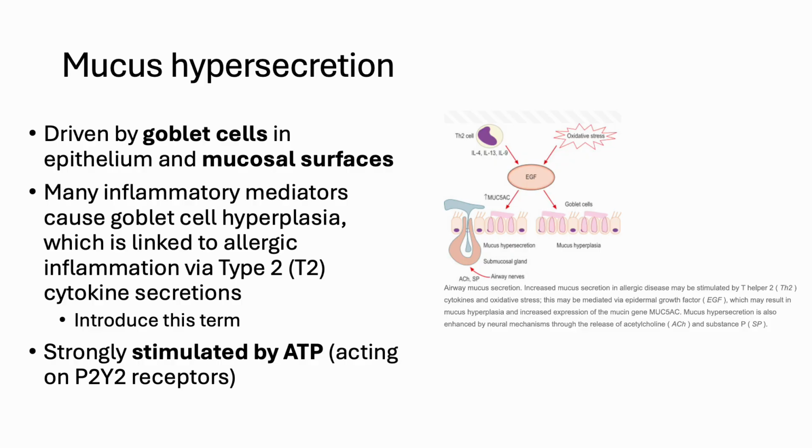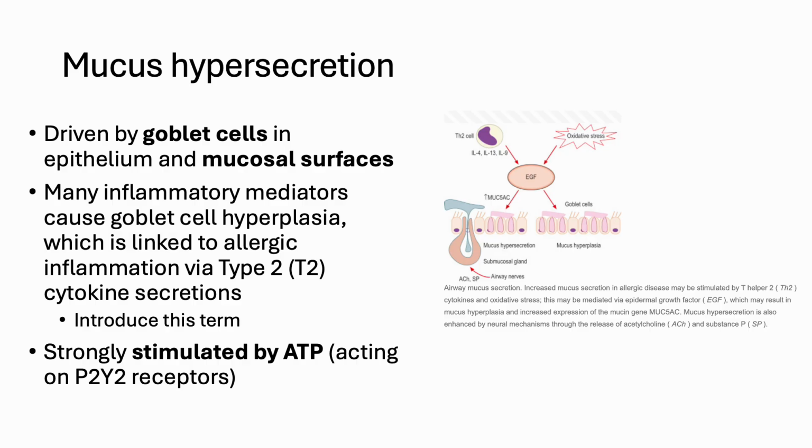So now we can also talk about mucus hypersecretion. This is something, again, that's going to be really important in asthma. But mucus hypersecretion is driven by these goblet cells that are found in the epithelium and also in our mucosal surfaces. These goblet cells are going to be really responsive to these inflammatory mediators, which is going to basically signal them to grow and grow and grow. That's going to result in that hyperplasia we were talking about. And that is very linked again to all of these type 2 cytokine secretions.